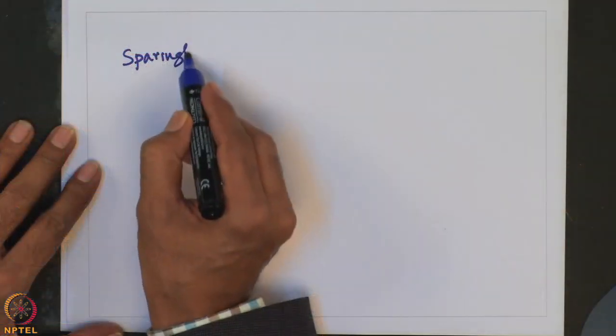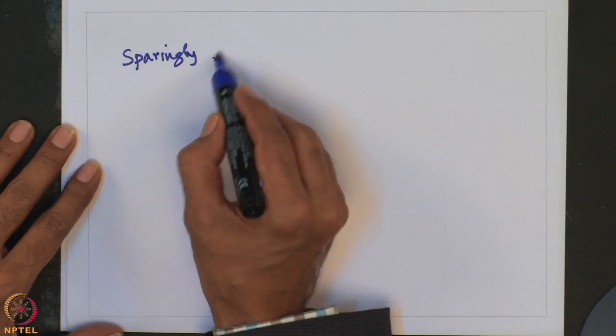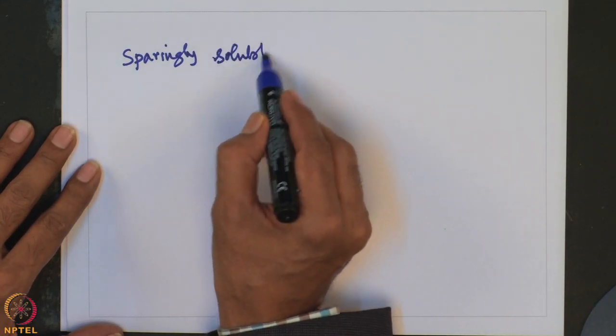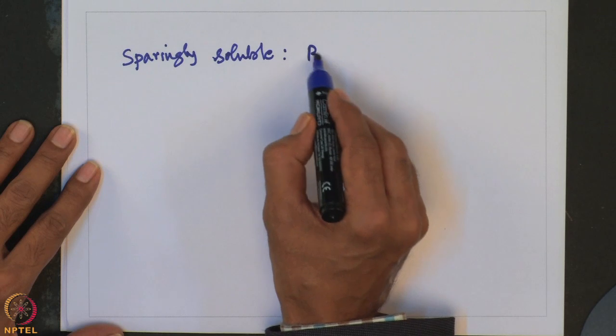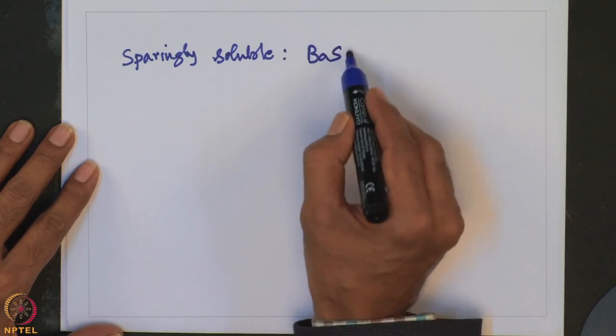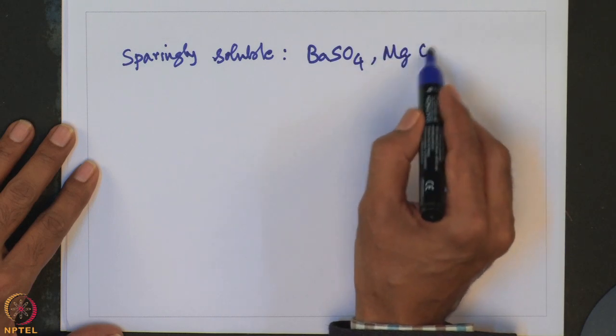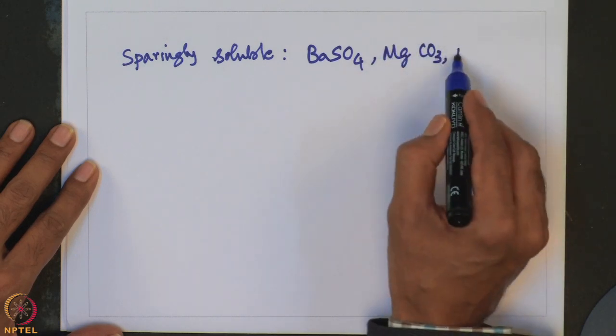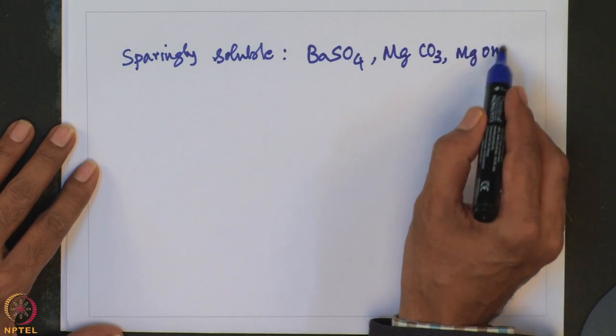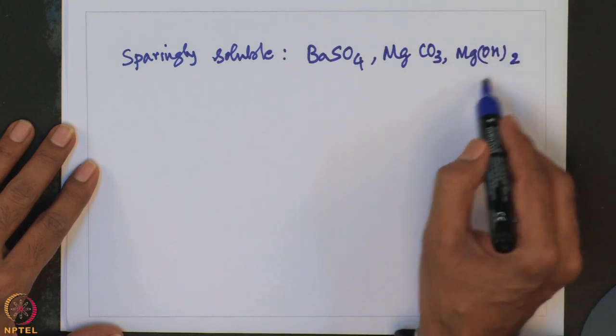So, here one can simply say the sparingly soluble or insoluble ones are essentially the heavier alkaline earth metal salts: BaSO4, magnesium carbonate, magnesium hydroxide and calcium fluoride.